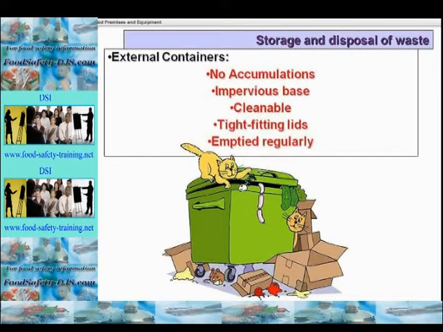The bin itself should be held on an impervious base such as concrete or tarmac and some solid surface. If you leave the bin on grass or near vegetation or on soil, then pests will have somewhere to hide. Pests do not like open areas, so if you've got an open area such as concrete or tarmac, they won't come close to the bins. They should be cleanable and disinfectable. The disinfection will remove the bacteria, the spoilage bacteria that cause the odours which attract pests. They should have tightly fitting lids and emptied regularly.